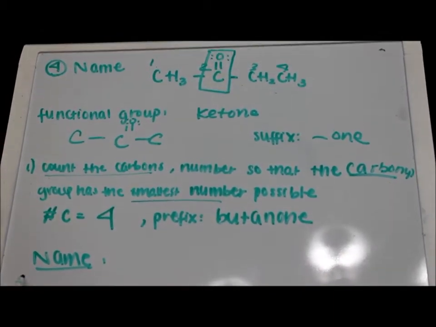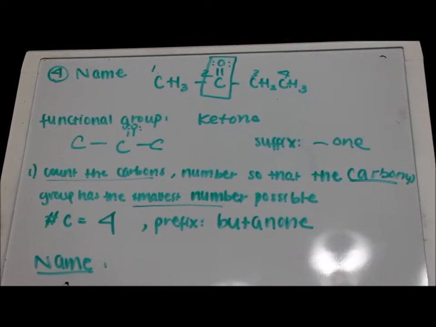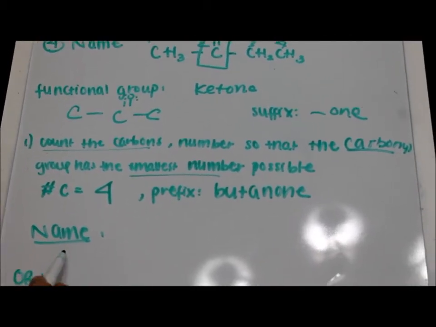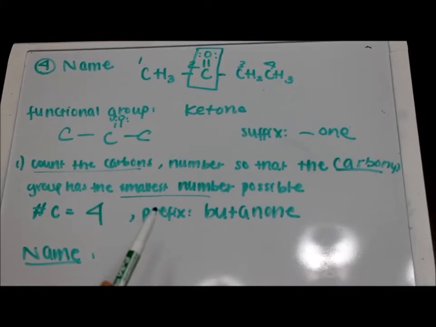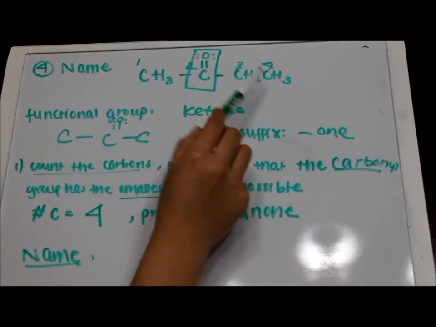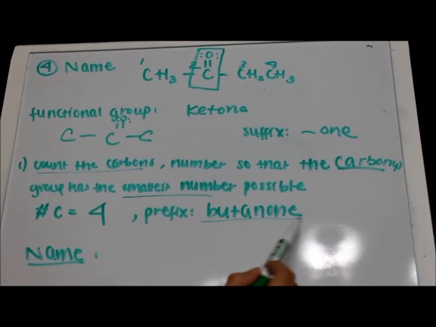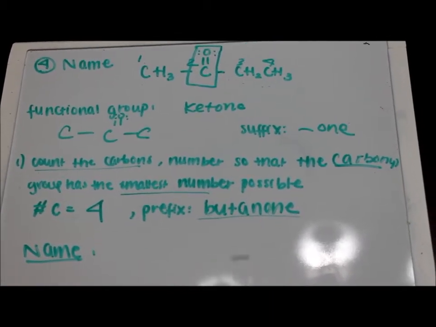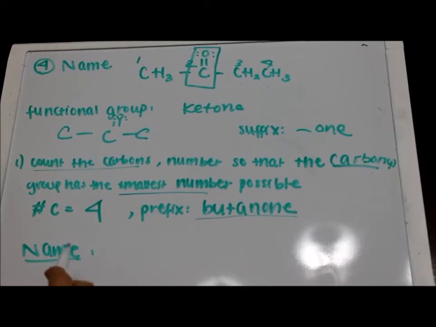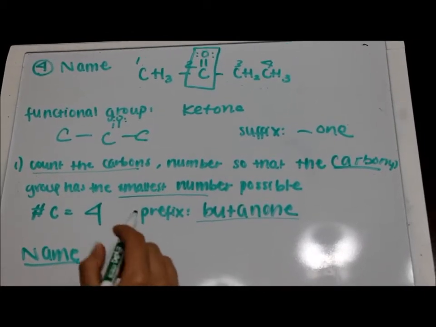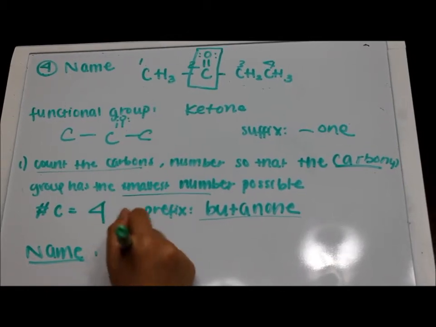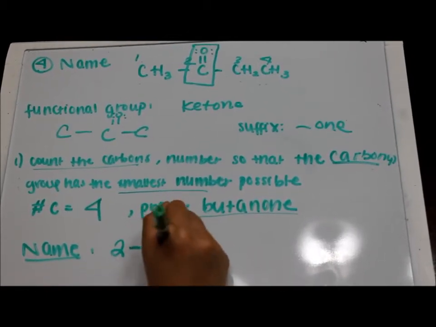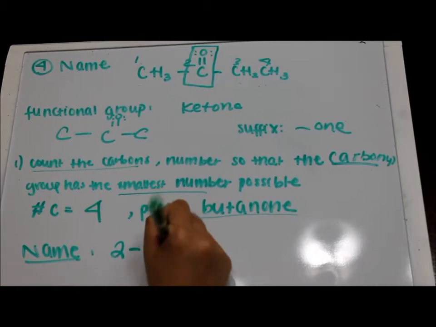We're going to name it, and first we're going to identify if there are any substituent groups. In this case, since there are 4 carbons and we're including them in our name, we're not going to have any substituent groups. So we're just going to specify where the carbonyl group is, and this is on carbon 2, so that is 2-butanone.